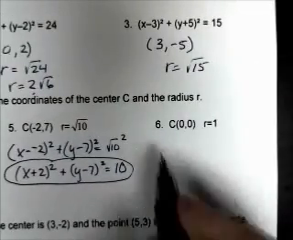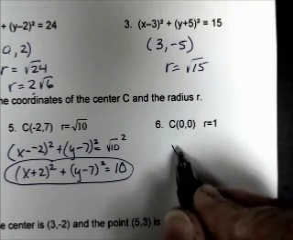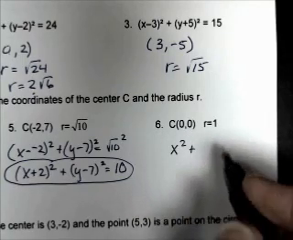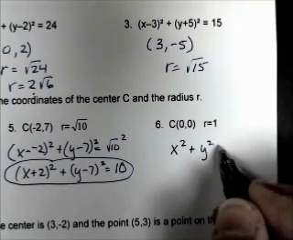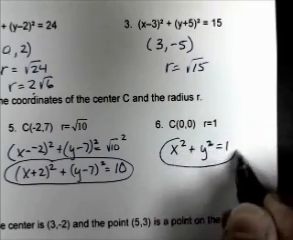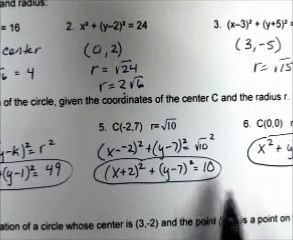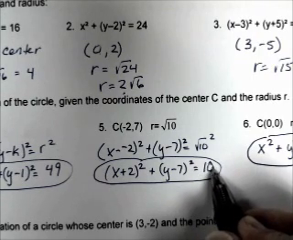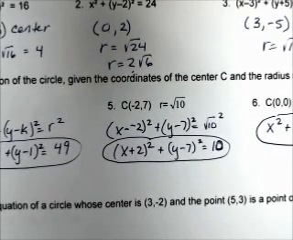And number 6. x minus 0 is simply going to be x, so that's x squared, plus y minus 0 is y squared equals 1 squared, which is 1. So x squared plus y squared equals 1. And when you see equations like these, you need to be able to recognize them as equations of a circle in center radius form, and you need to be able to pull out the center and the radius.